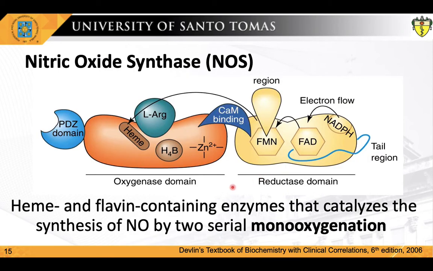NOS is a family of heme and flavin-containing enzymes that catalyzes the synthesis of nitric oxide through two serial monooxygenase reactions analogous to cytochrome P450 systems. To remember, monooxygenation is the incorporation of a single atom of molecular oxygen into a substrate and the other oxygen atom being reduced to water.